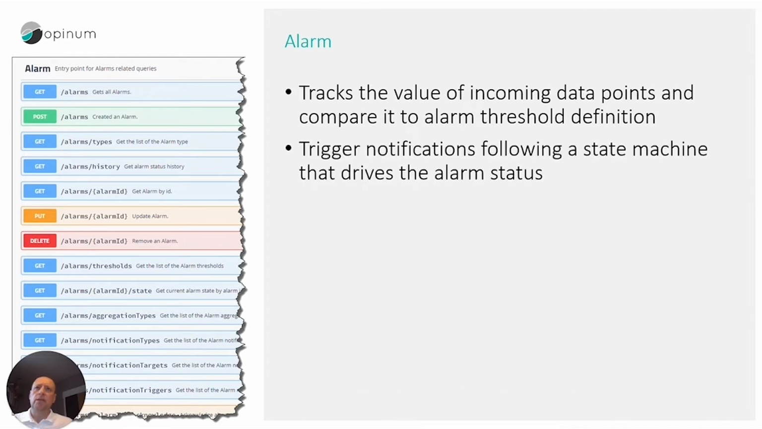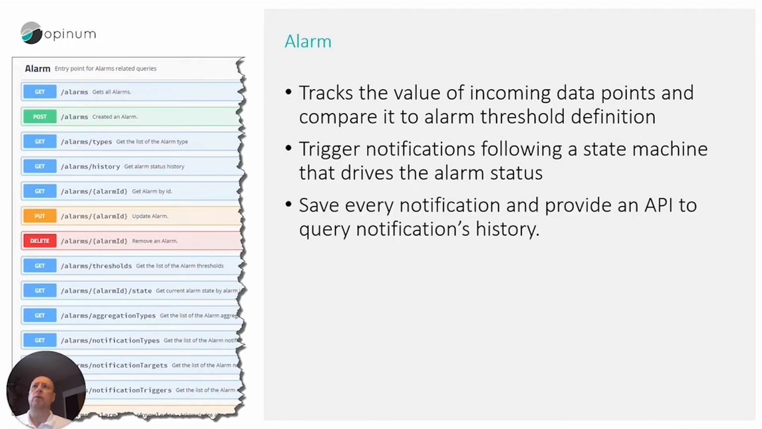As I already said, the trigger notification is driven by a state machine that will, for example, prevent sending multiple notifications if multiple data points have a value above the unexpected value. There will be only one notification in that case. We also provide an API that allows you either to create or to manage alarms: create, delete, update, and to query the occurrences of the alarms over a period of time.